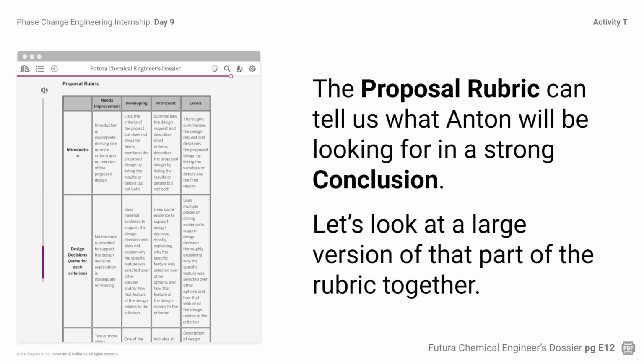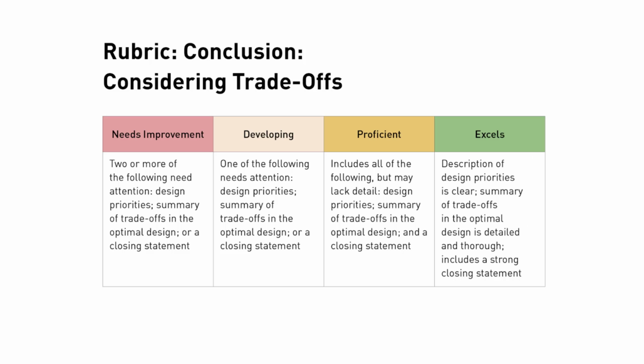The proposal rubric can tell us what Anton will be looking for in a strong conclusion. Let's take a look at a large version of that part of the rubric together. Rubric Conclusion, Considering Trade-offs. Review the expectations for a paragraph that is proficient and one that excels. Proficient includes all of the following, but may lack detail: design priorities, summary of trade-offs in the optimal design, and a closing statement. Excels.